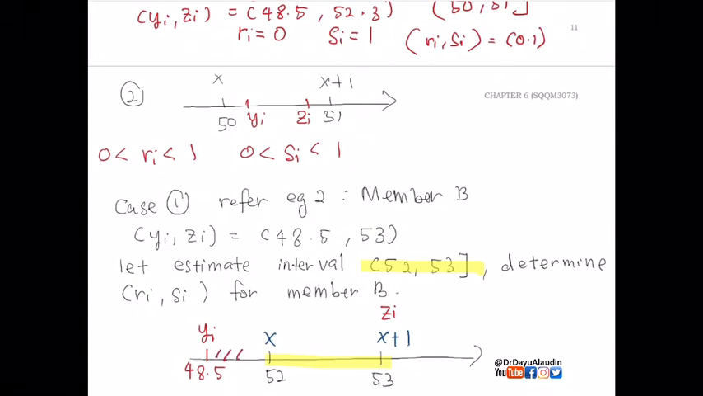So Ri is before x. So Yi is before x. So when Yi is before x, if Yi is equal to x or before, or less than x, we consider Ri is 0. And Zi, if greater or equal to x plus 1, as in the case 1, Si becomes 1. So Ri and Si are 0 and 1.